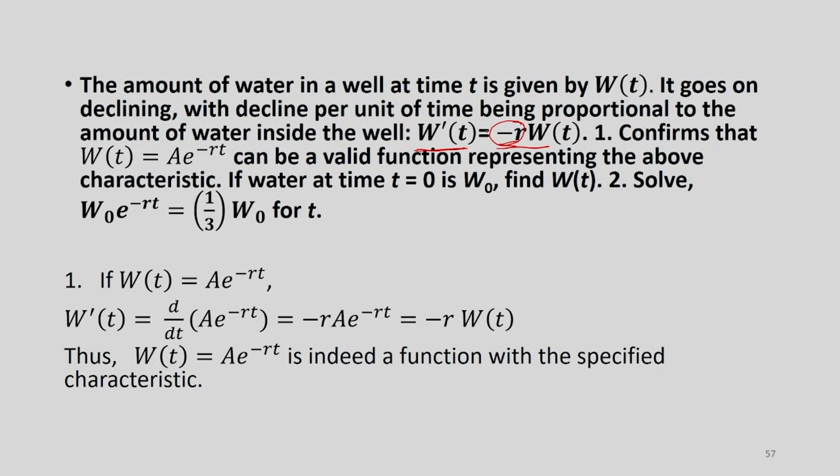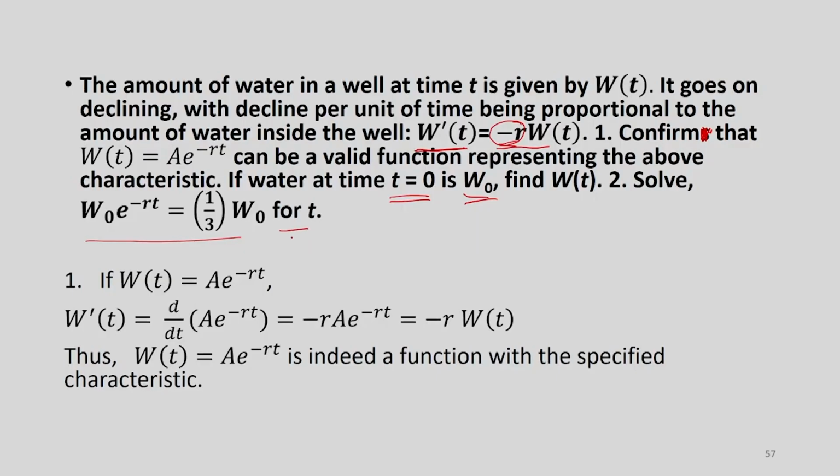So there are two questions related to this setting. Confirm that W(t) is equal to A multiplied by e to the power minus Rt can be a valid function representing the above characteristic, and if water at time t equal to 0 is W0, find W(t). So that is the first part. Second part is solve this equation: W0 e to the power minus Rt is equal to 1/3 of W0, for t.